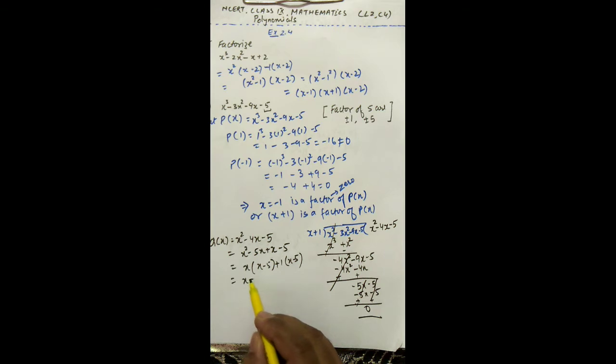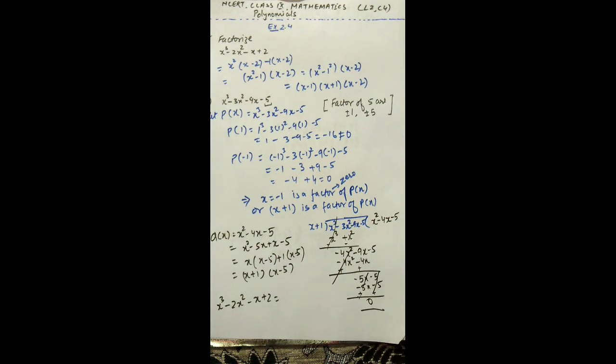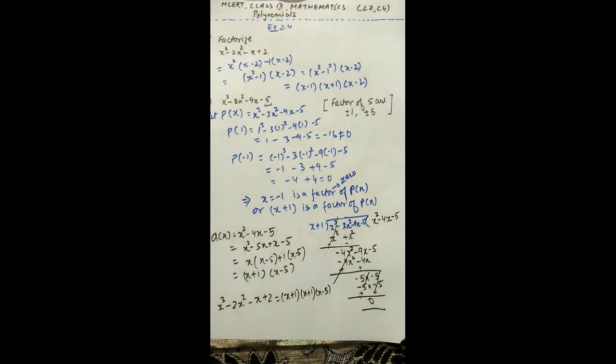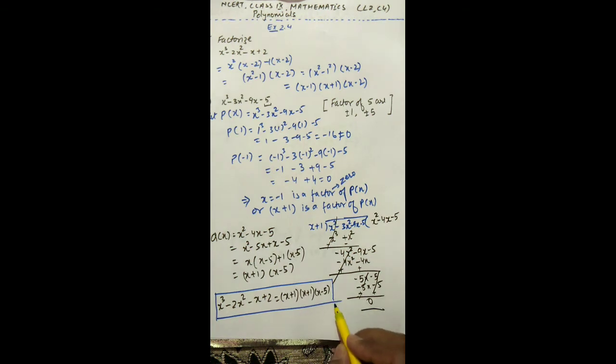Now you can see this can be written as x plus 1 and this can be written as x minus 5. So now therefore you can write this x cube minus 3x square minus 9x minus 5 as, because now you have got all three factors, the first factor was x plus 1, the second factor is also x plus 1, and the third factor is x minus 5. So this is what your answer is. I am just making this in a rectangular box. So this is the final answer, and this is done by using the hit and trial method.